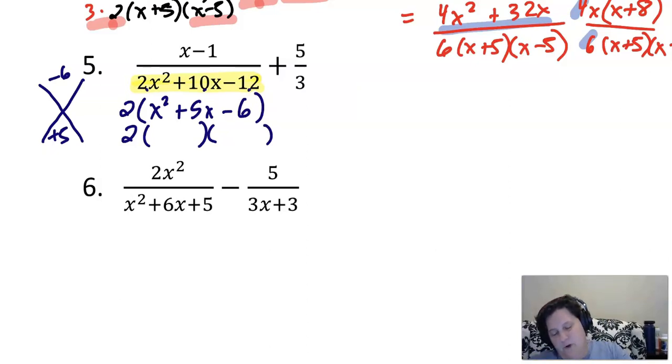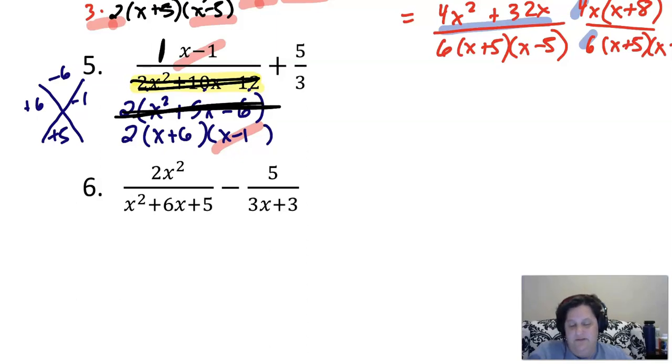Well, I have to multiply to make 6 and subtract to make 5. I'm actually going to do 6 and 1, and it's plus 6 minus 1. So it's going to be x plus 6, x minus 1. Okay. Now, you might notice right here, before I even do the rest, I can cancel out that x minus 1. That's going to save me a little bit of time, actually. I'll just leave a 1 right here. Okay? I can do that.